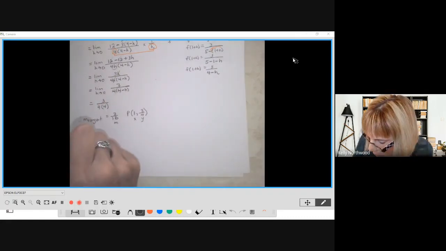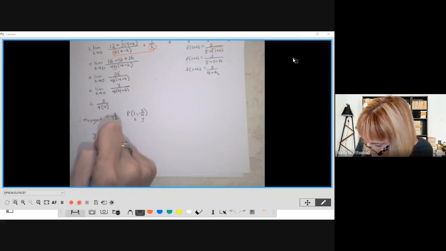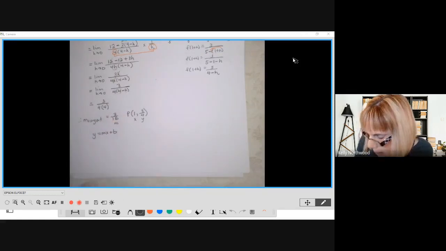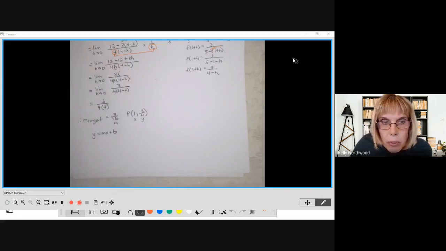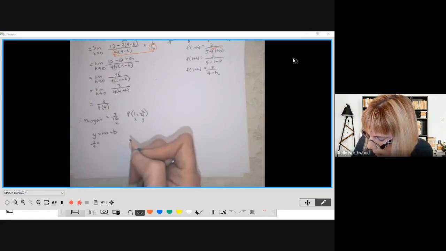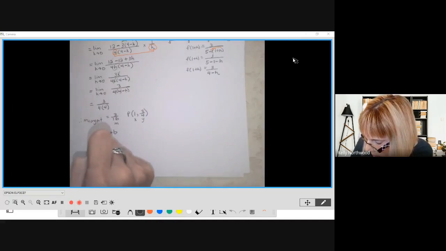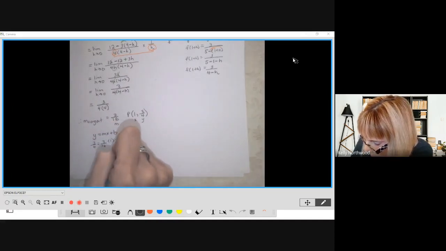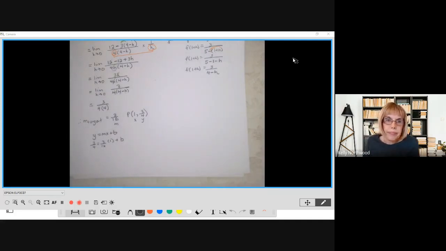So if we go back to grade 9 math, we would write out y equals mx plus b. And b would be our y-intercept, which is unknown, and that's what we would solve for. So we can replace y with 3/4, m with 3/16, x with 1, and b is our unknown. And we want to get b by itself.